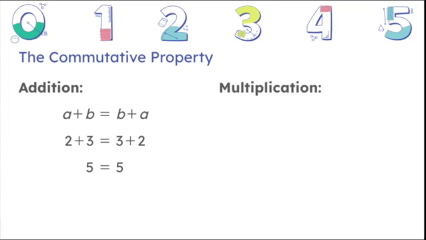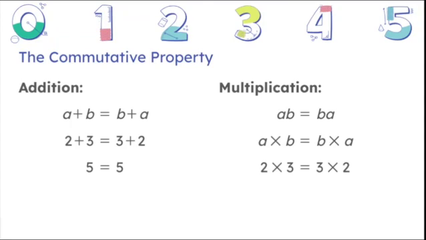For multiplication, we say AB equals BA. Now, remember that when we put a coefficient and a variable together with no operator sign, it means multiplication. The same is true for putting together two variables. So AB really just means A times B, and BA means B times A. If we substitute the numbers 2 and 3 again, we see that 2 times 3 equals 3 times 2, and they're both 6. So this property has been proven true.